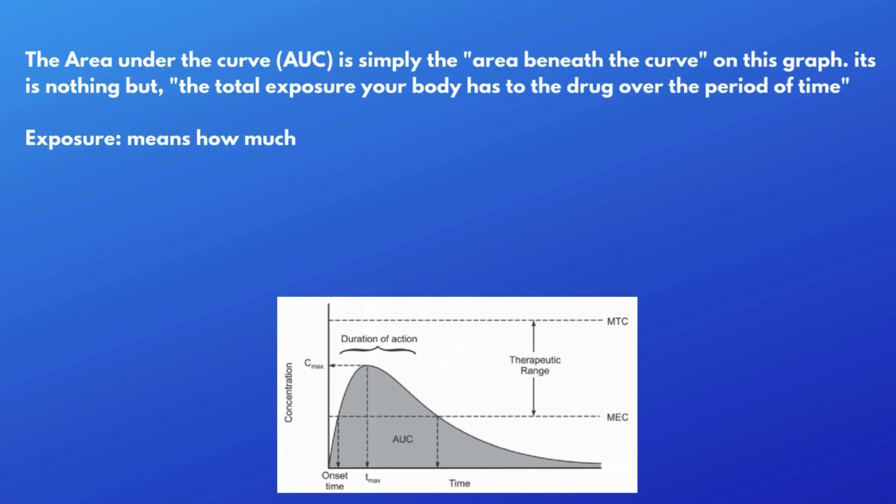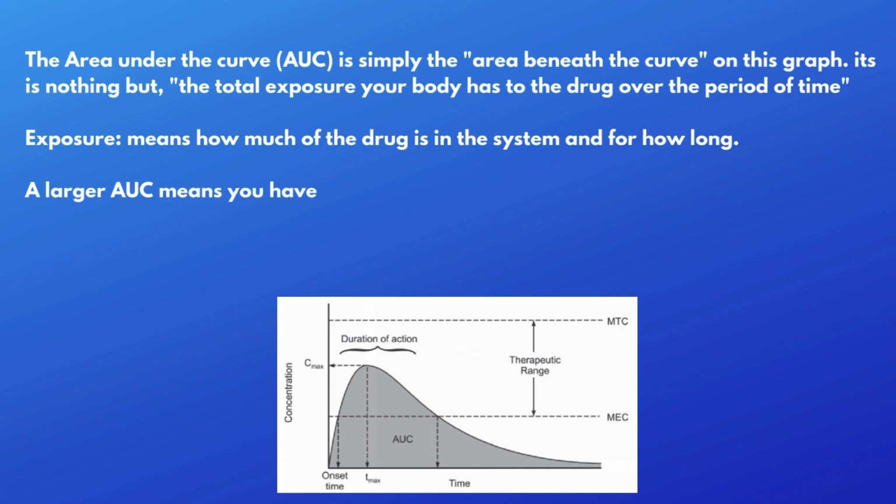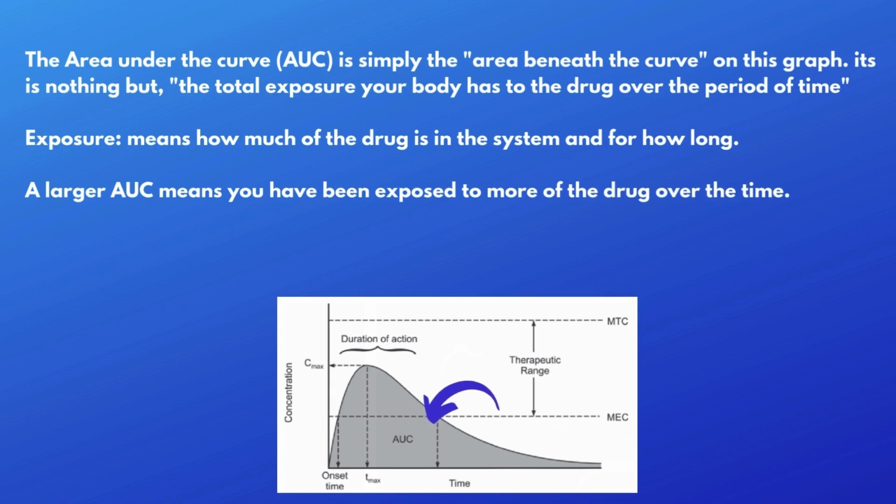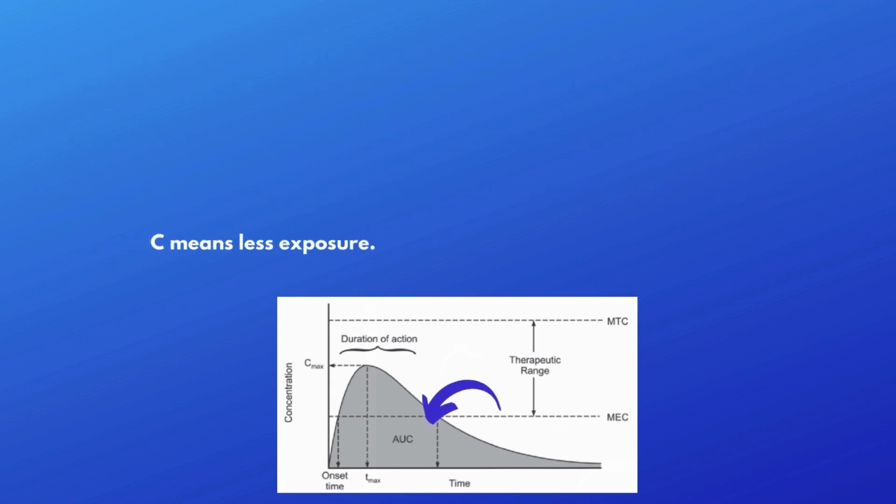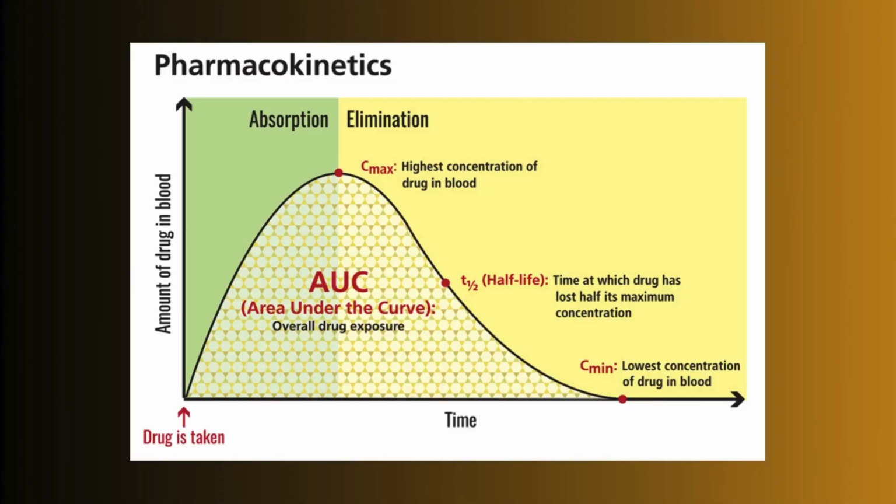Exposure means how much of the drug is in the system and for how long. A larger AUC means you have been exposed to more of the drug over the time. A smaller AUC means less exposure. Here in this graph, the highlighted area is nothing but AUC. Let's look at another graph. This whole hexagonal-shaped area is nothing but AUC, which tells us about overall drug exposure.